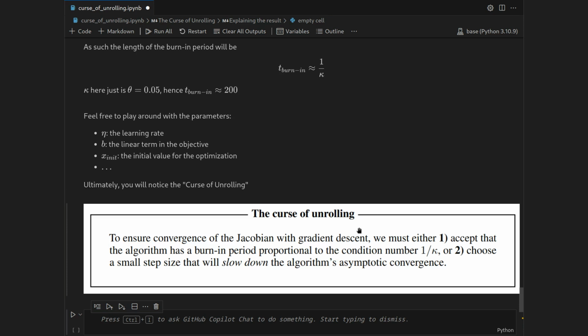And I would encourage you to check out their paper for more details on the theoretical analysis and particular algorithms that have better unrolling properties. Also check out next week's video where we will compare the unrolled differentiation with the implicit differentiation approach.